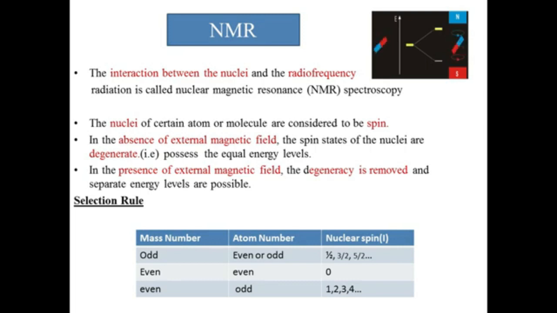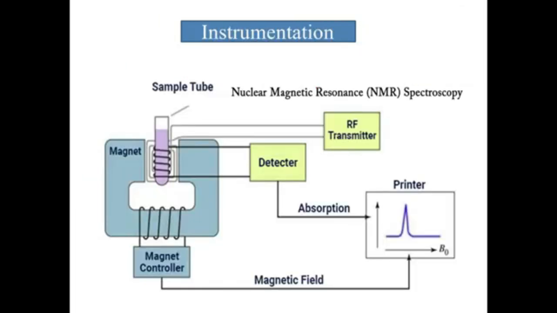What is the selection rule? If the mass number is odd and the atomic number is even, the nucleus is NMR active. If the mass number is odd and the atomic number is odd, the nuclear spin I is equal to 3/2, 5/2, so it is NMR active. If both are even, it is NMR inactive. So this is the selection rule.